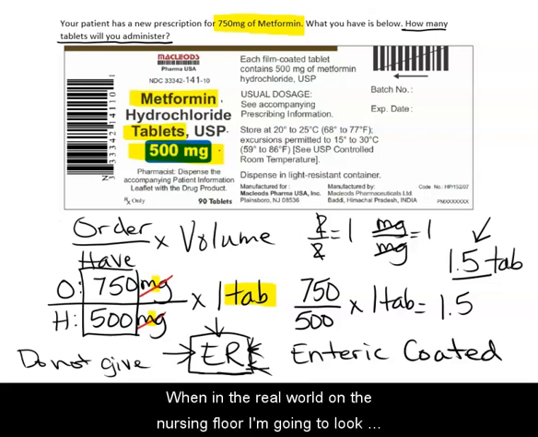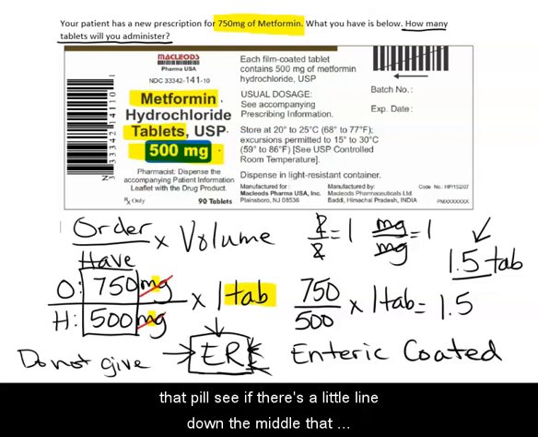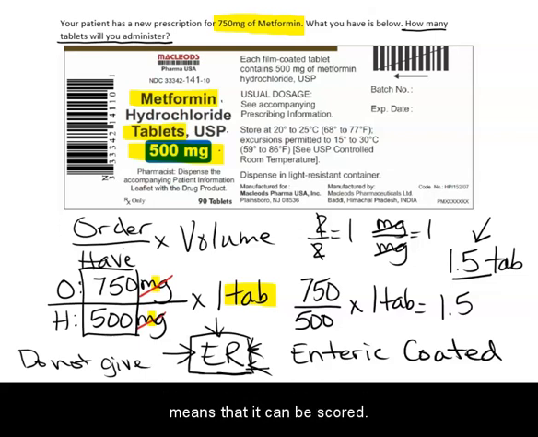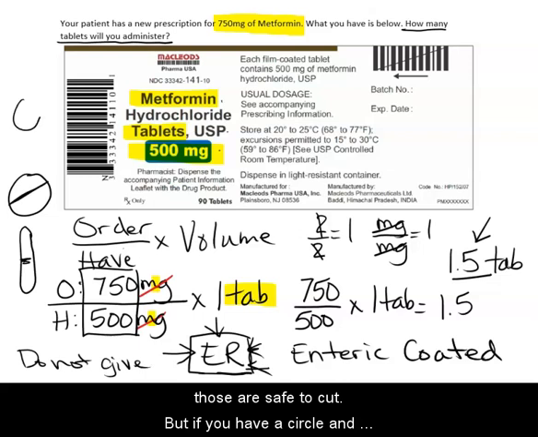When in the real world on the nursing floor, I'm going to look at that pill, see if there's a little line down the middle. That means that it can be scored. So you'll have a pill, and if it's got that line, or it could be an oval with a line, those are safe to cut. But if you have a circle and there's no line on it, you are not supposed to cut those. And that is just to ensure that the patient gets the correct dose.